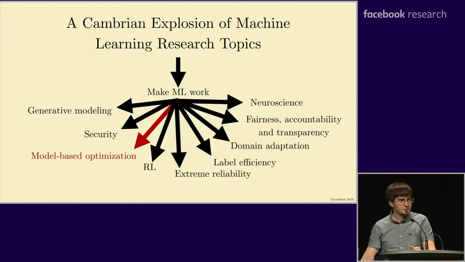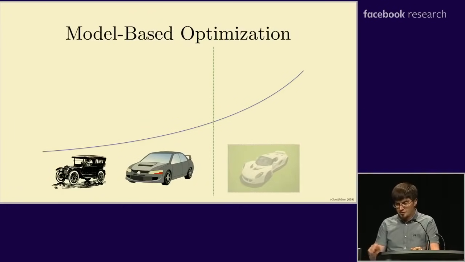Another research area that I think has not been explored as much as I would have thought is model-based optimization. And here, adversarial machine learning will be very relevant. The basic idea behind model-based optimization is that if you want to maximize some function that you don't directly have access to, you can instead learn a model for that function and then maximize the model's estimate of that function.